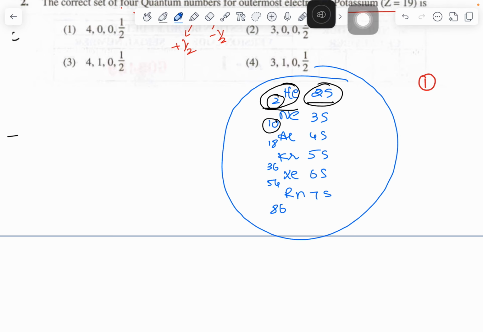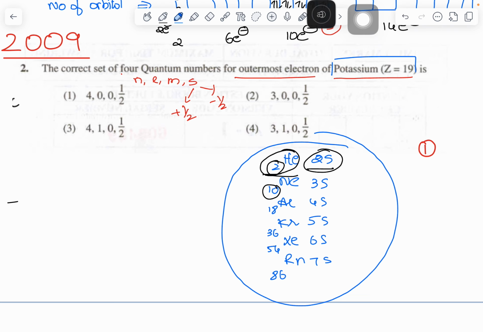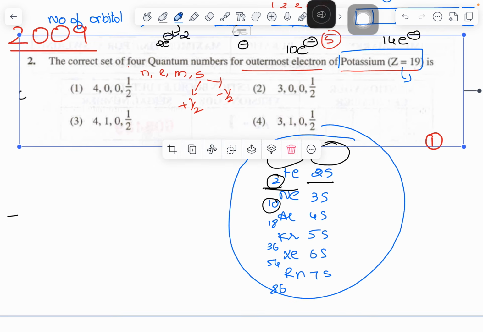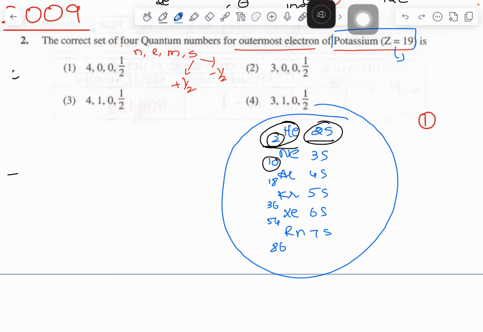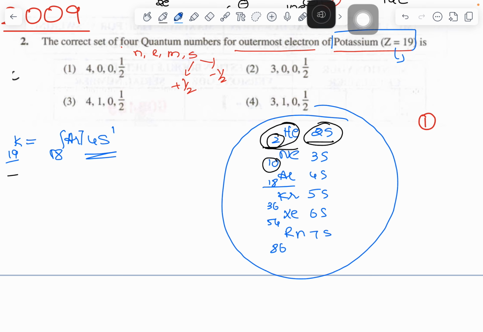This is important. Now let's see, they have asked about potassium. They have given the atomic number as 19. So it has 19 electrons. Let's first write the electronic configuration of potassium, K. It comes after argon 18. Argon 18 and 4s2. We need 19, so it is not 4s2, it is 4s1. 18 plus 1 is 19. This is the outermost electronic configuration. Hope this much is clear.